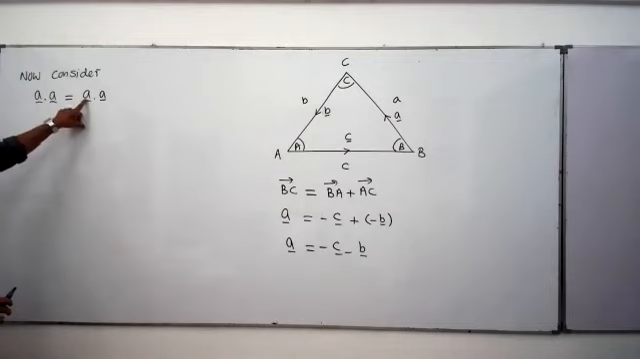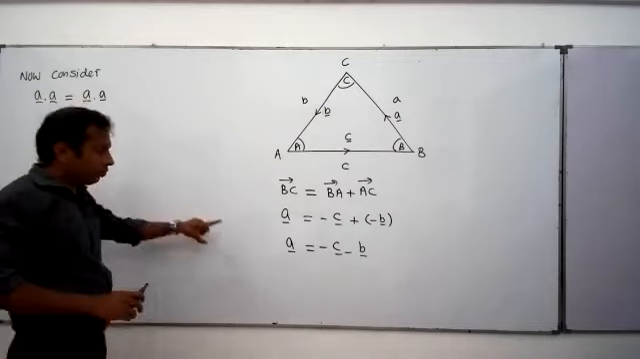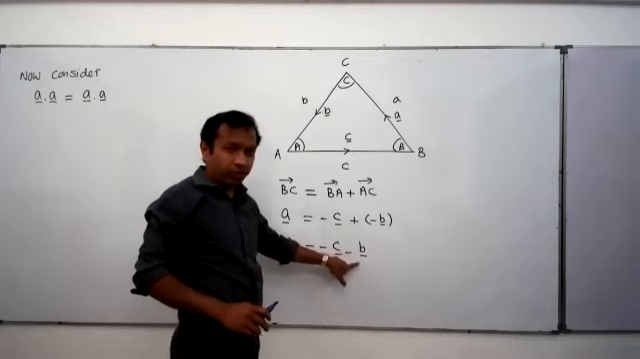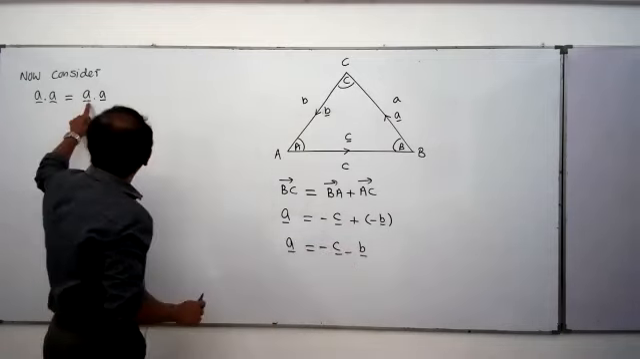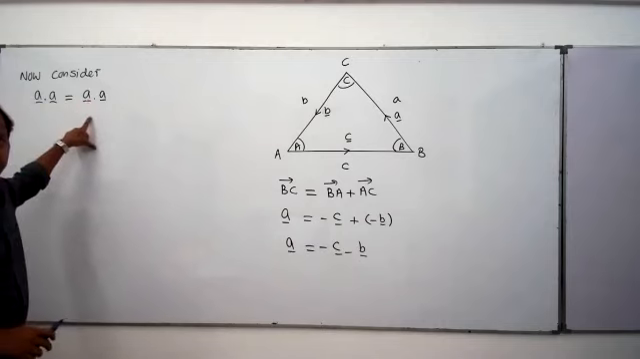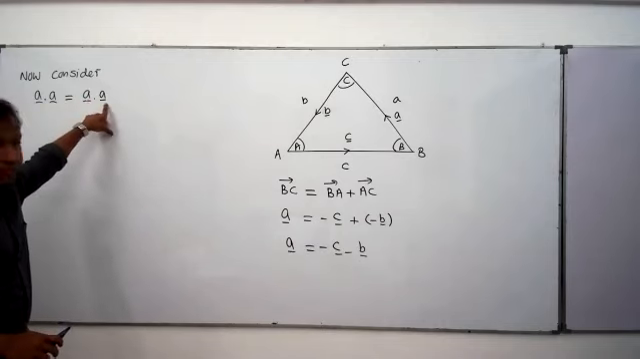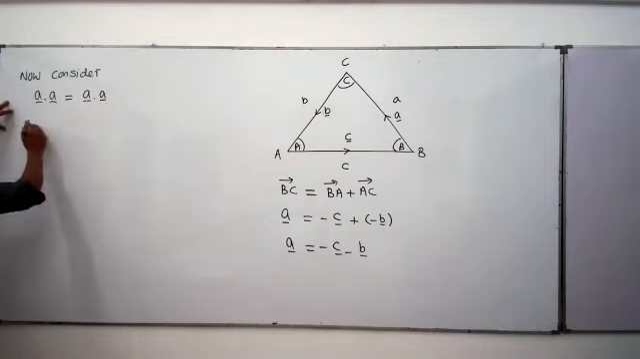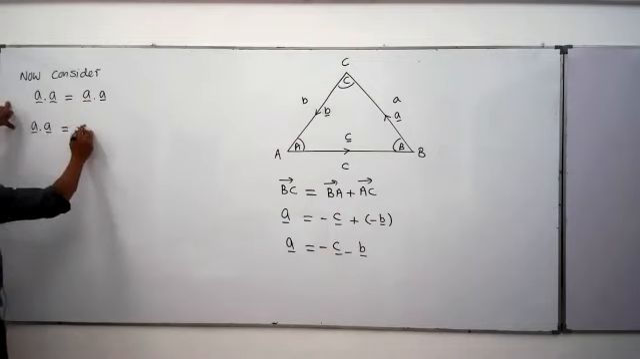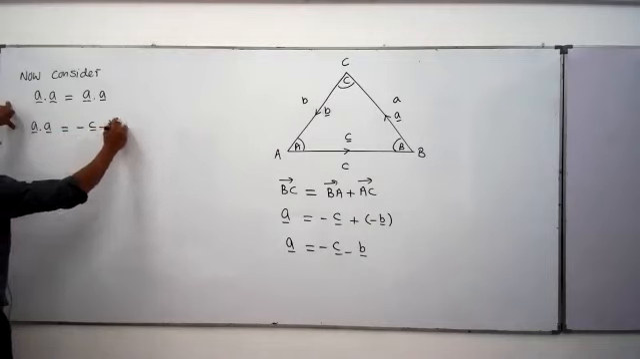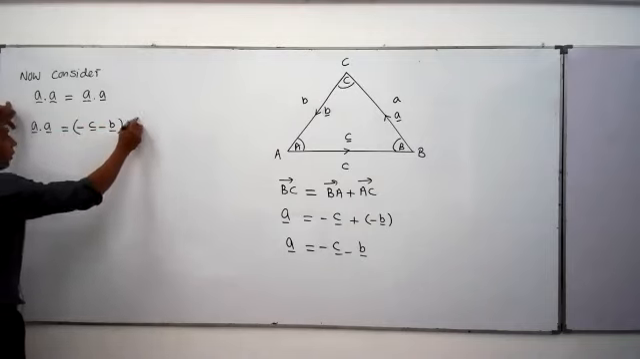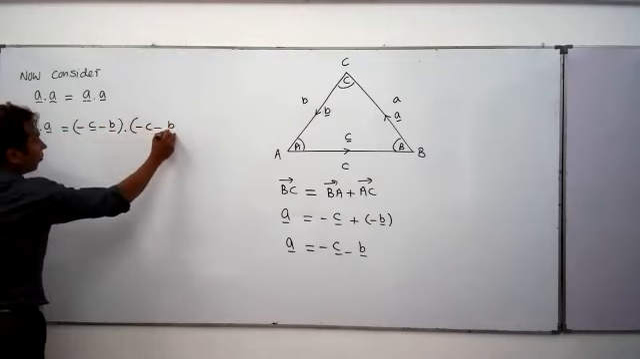For this A, I substitute A is what? Minus C minus B, no? For this, I substitute minus C minus B. For this A also, people, I substitute minus C minus B. Then I can write A dot A is equal to minus C minus B dot minus C minus B.